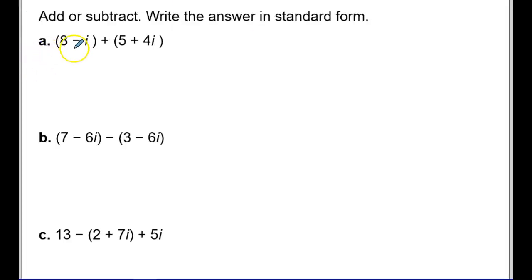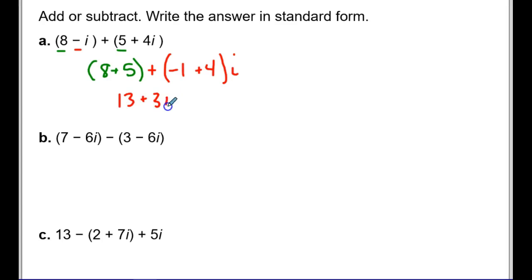examples. Okay, so I have this 8 minus i plus 5 plus 4i. So my real parts are this 8 and 5. So I have my 8 plus 5, plus, since I was adding, my imaginary parts. Here's a negative 1 plus 4, and then my i is included. So my 8 plus 5 is 13 plus 3i.